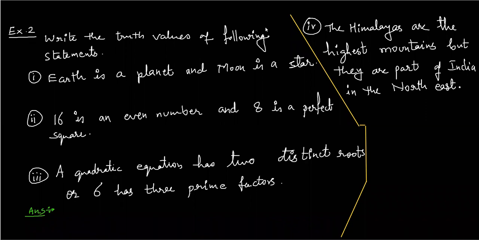Let's have a new question. Write the truth values of the following statements. There are total 4 questions here. I will do 2 questions for you. So let me solve question number 3. Question number 3 is, a quadratic equation has 2 distinct roots.